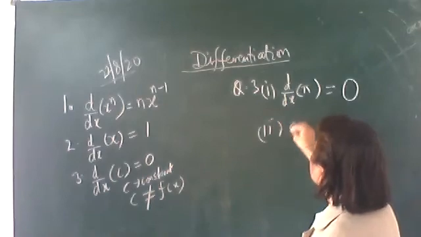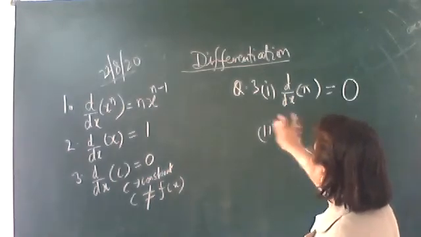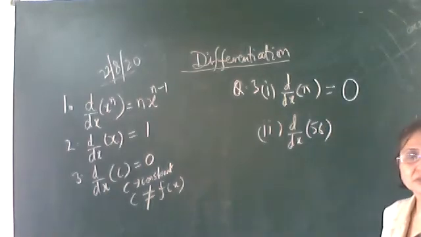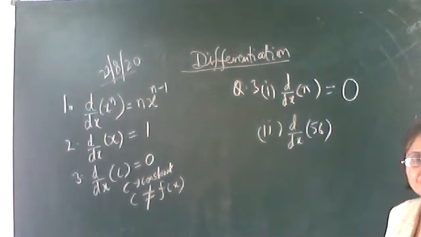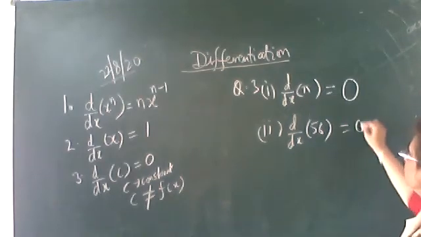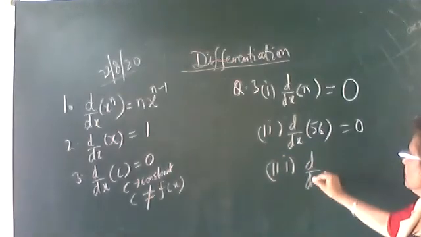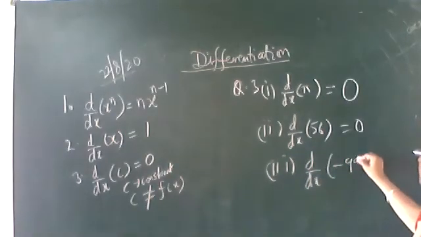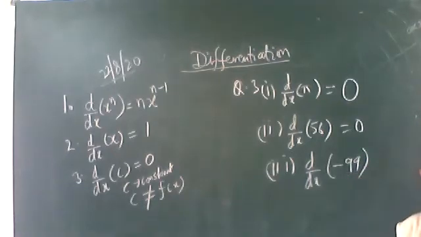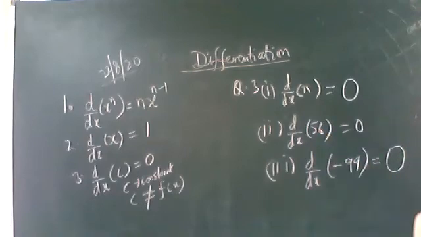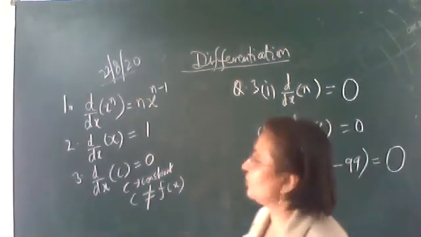Another, d by dx of any number, let it be 56. It's not a function of x, so its differentiation is 0. d by dx of minus 99. Again, minus 99 is not a function of x. So what will be its differentiation? 0. So if it is not a function of x, then its differentiation is 0. So this is the third formula.